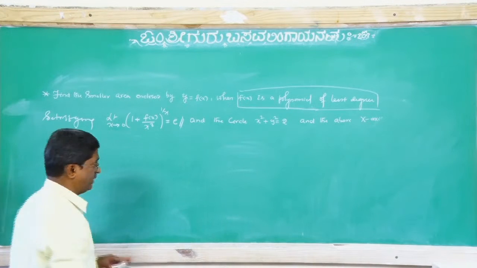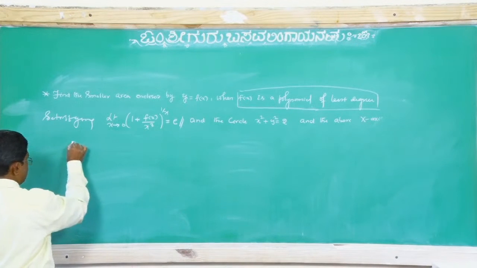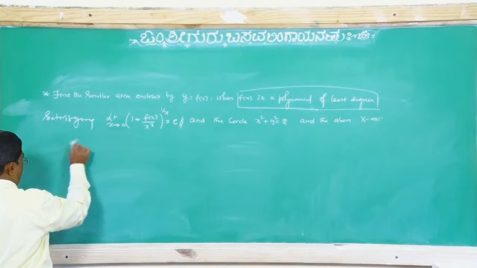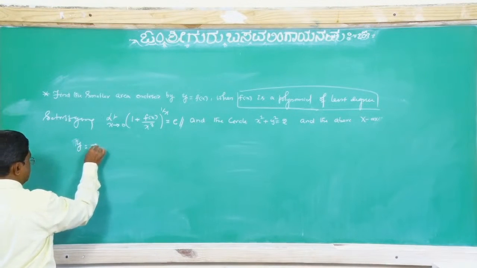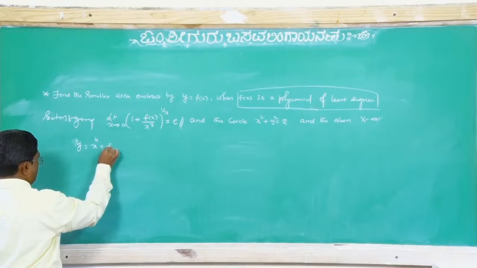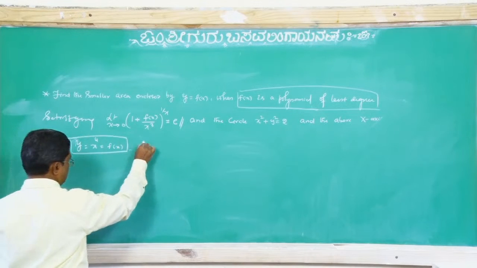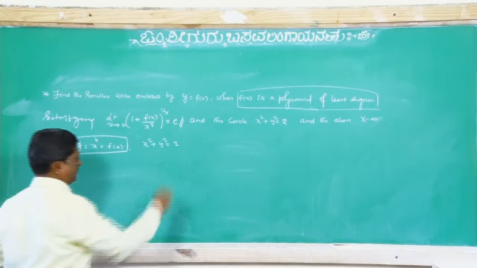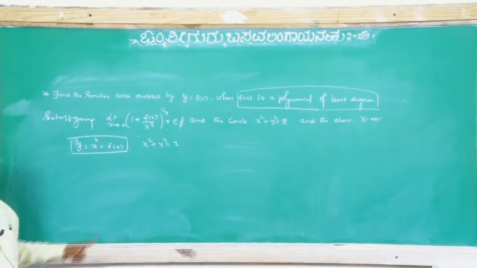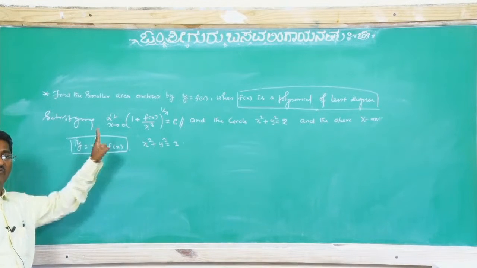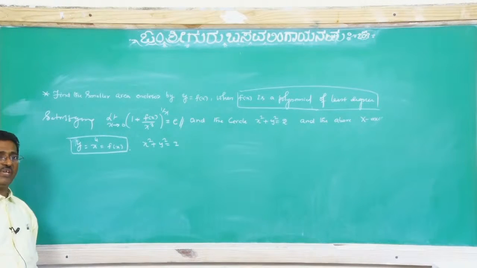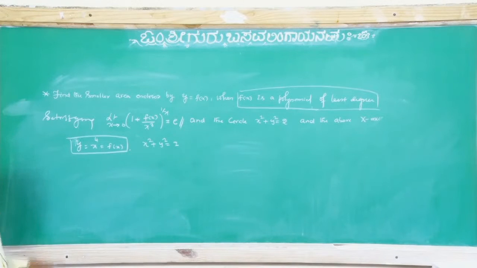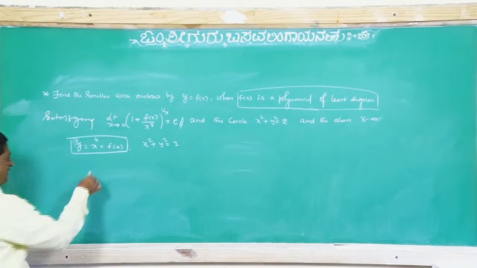Now we have to determine the area. y is equal to f of x, which is equal to x to the power of 4. This is one function. The other one is the circle x square plus y square equal to 2. First of all, solving the circle and the fourth degree polynomial, we get the required points of intersection, where the curve and the circle intersect.